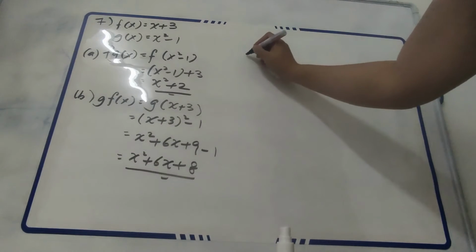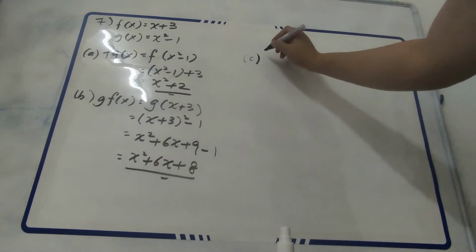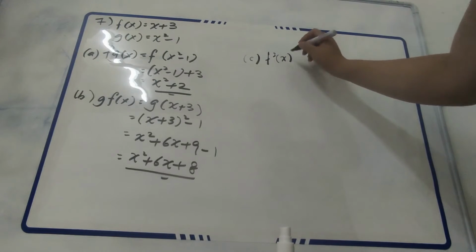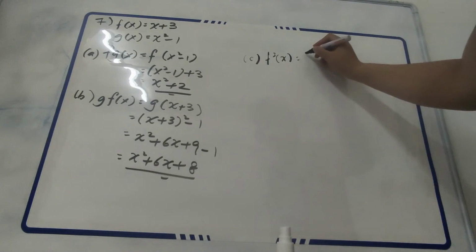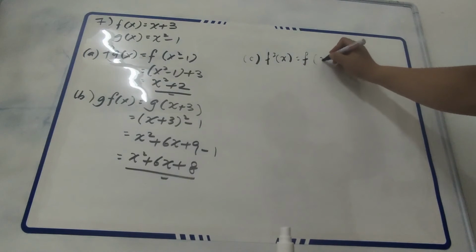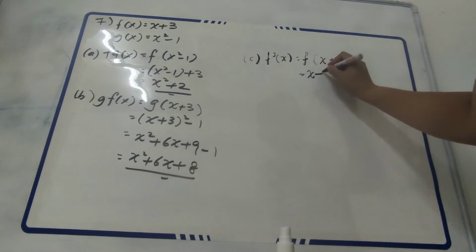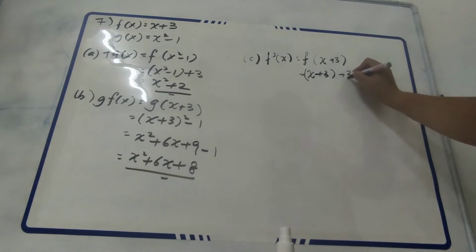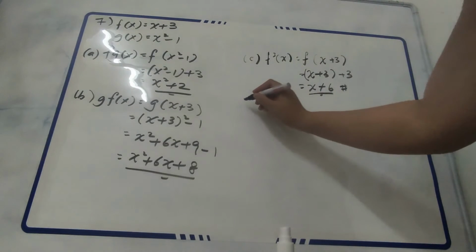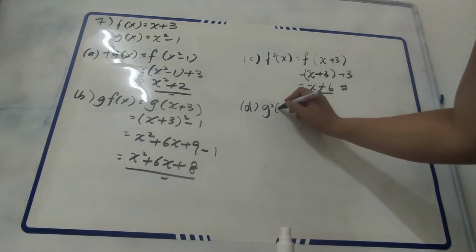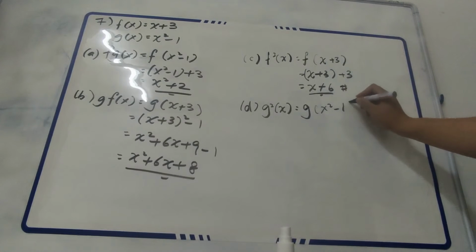Okay, for C, f squared of x, so it equals f(x plus 3). You need to substitute x plus 3 inside here. That means x plus 3 plus 3. So it is x plus 6. And then the last one, g squared of x. That means it's g, and you substitute x squared minus 1.